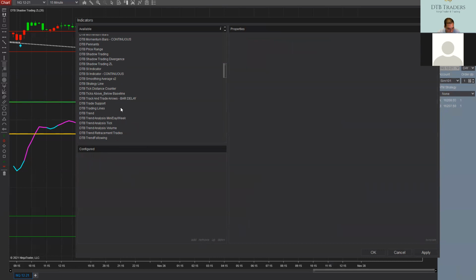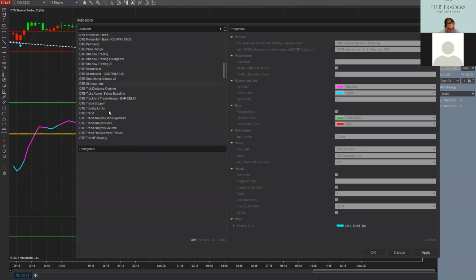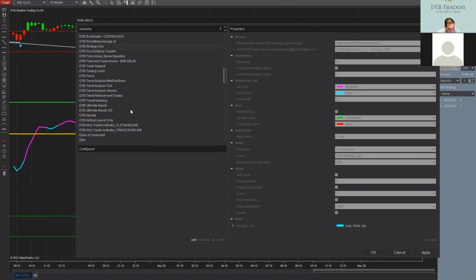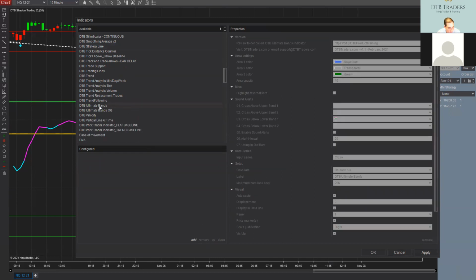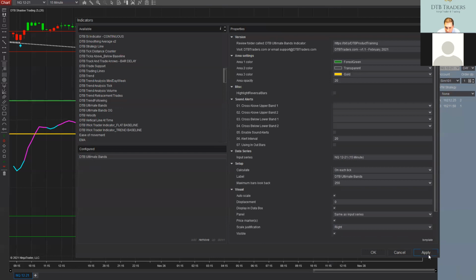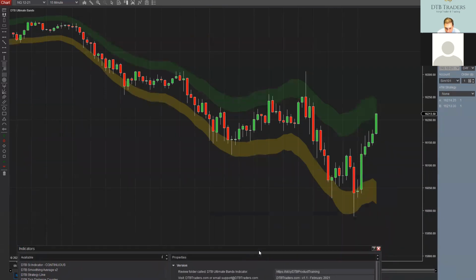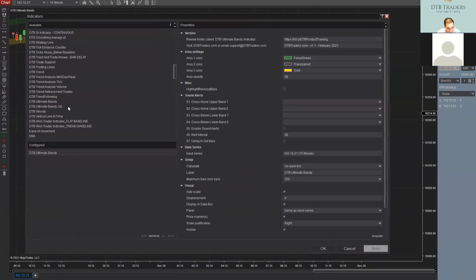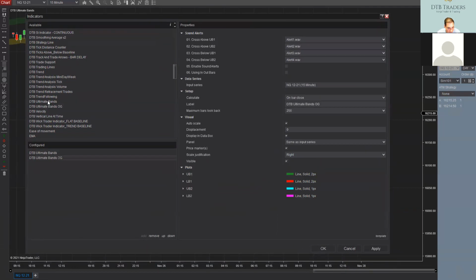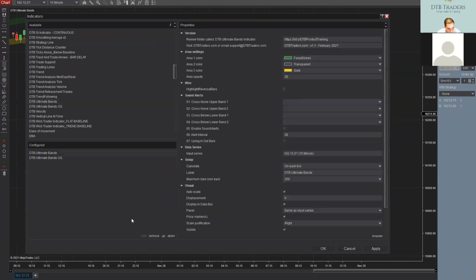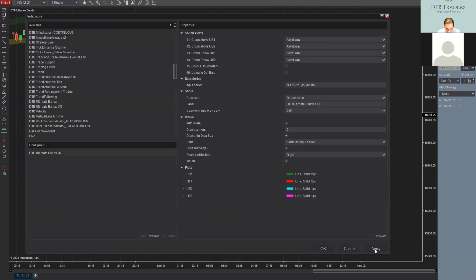Let's just pop that off. Okay, we've already discussed the ultimate bands. So the ultimate bands has the shading on the chart, which basically channels the price. And I've also got an ultimate bands OG. This is the original one that I initially started.